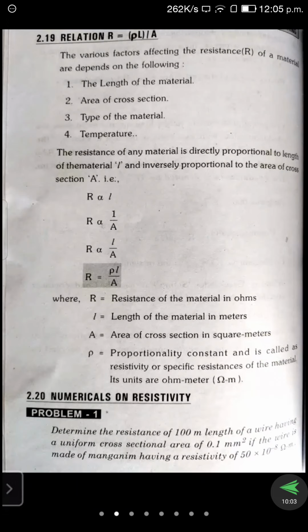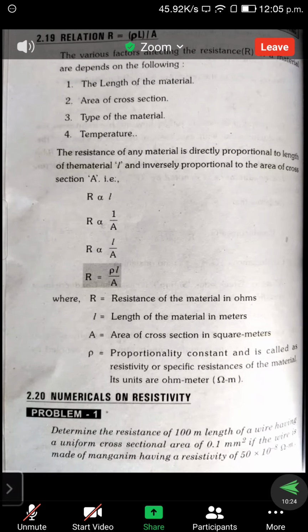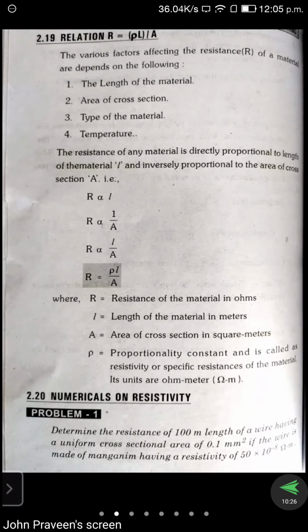First one, the length of the material. Second one, the area of cross section. Third one, the type of the material, and fourth one is the temperature. Already two factors we have discussed. The type of material is nothing but the composition, which changes from material to material. Because of that, the resistance value also changes from material to material.